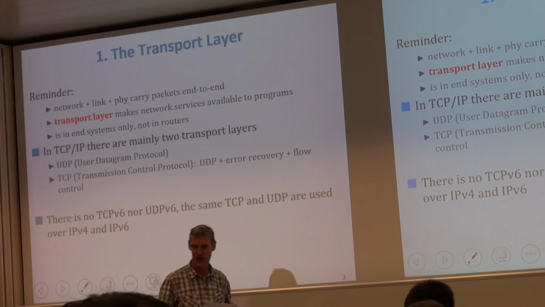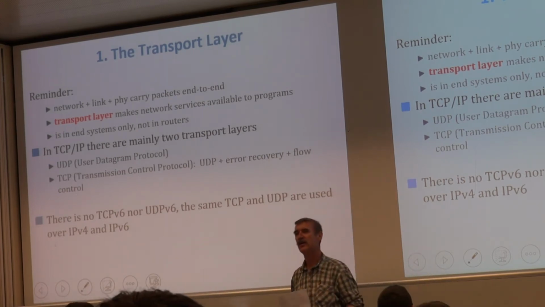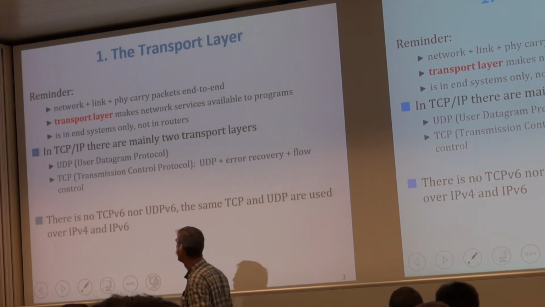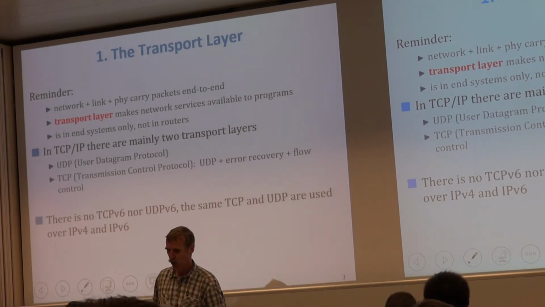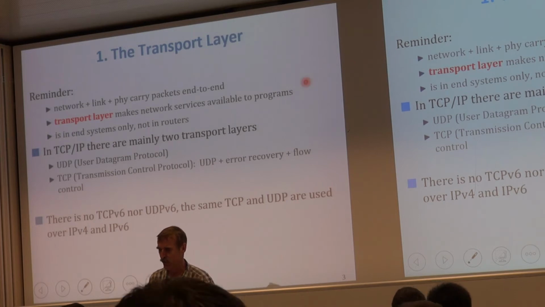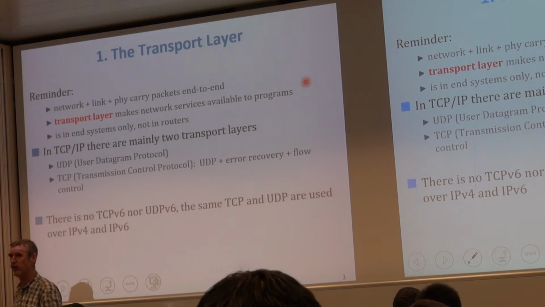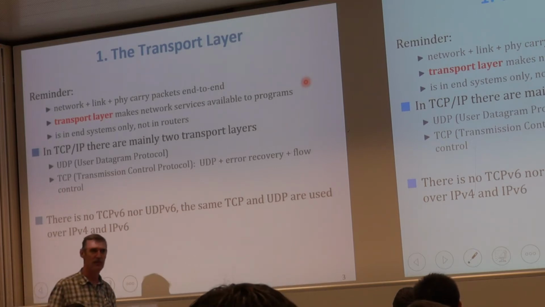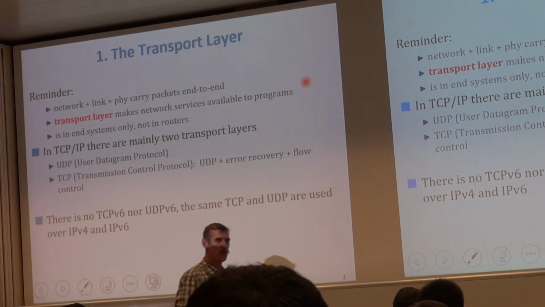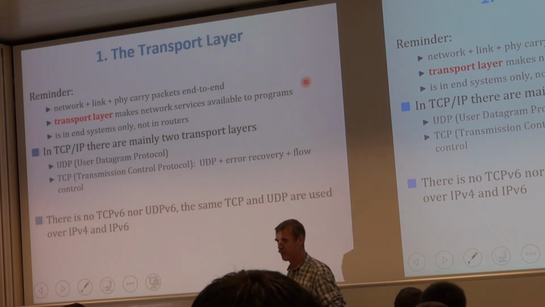Let's start with first a reminder. We've seen this already in the first week, but let me recall it. The main goal of the transport layer is to make the network available to programmers. So in lab 3 you will be a programmer. You will use the network to do some things, and the way to use the network is via the transport layer.